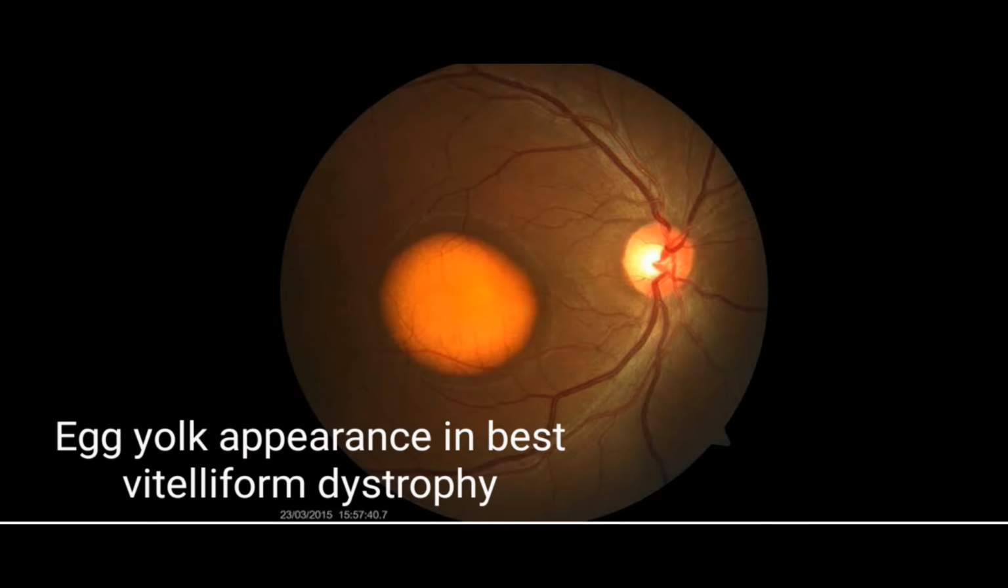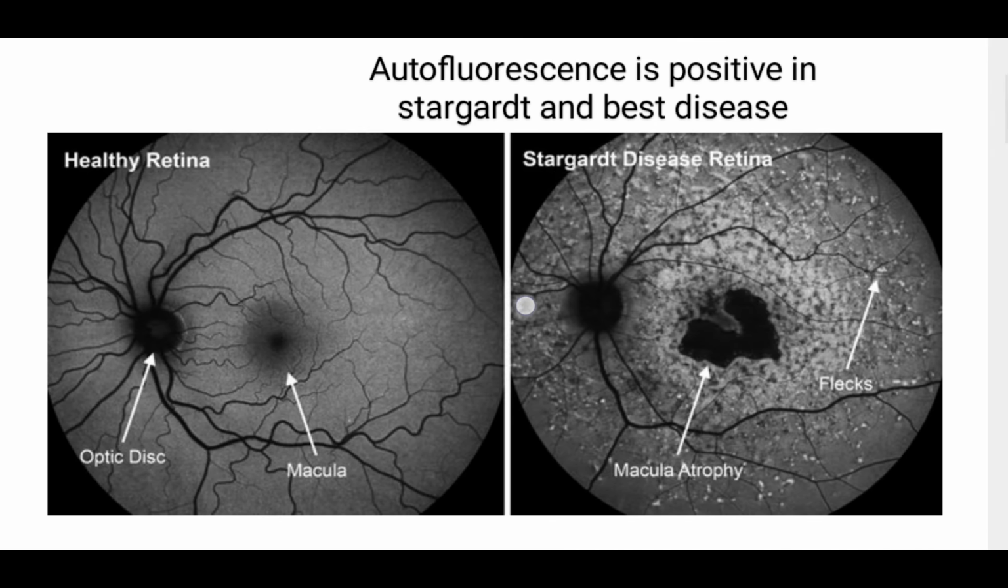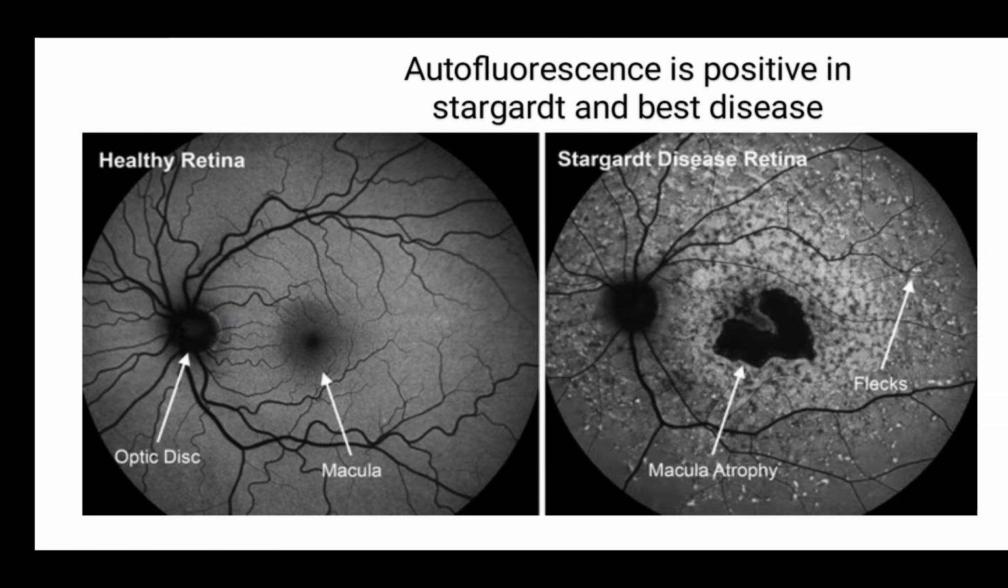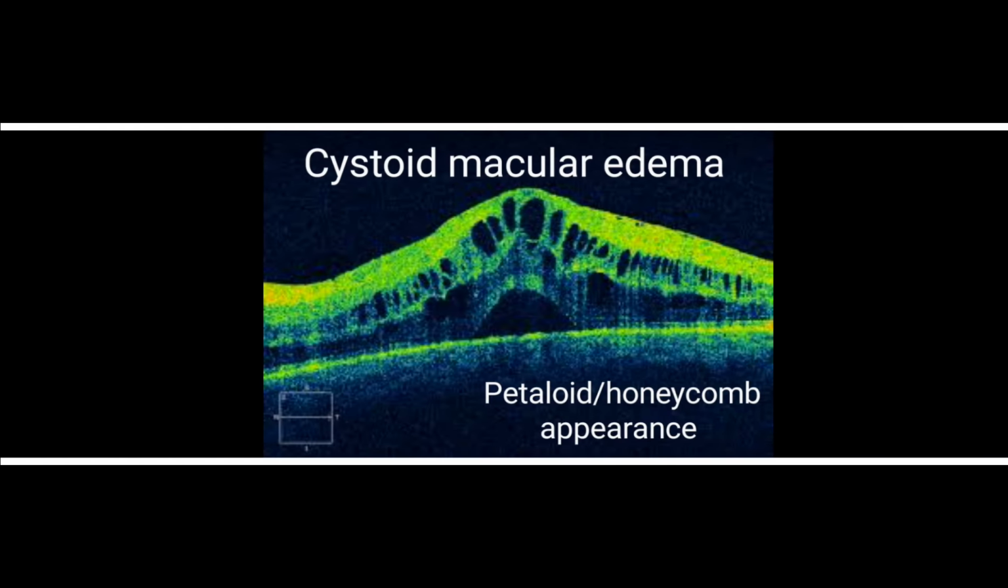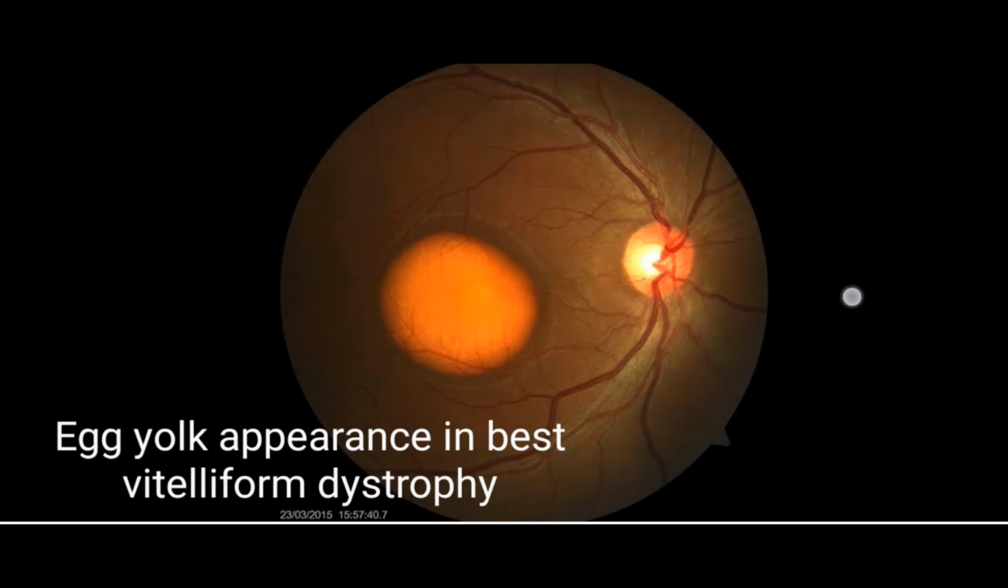Then this is the egg yolk appearance, looking like an egg yolk. This is seen in Best disease, Best vitelliform dystrophy. The two dystrophies which we need to remember are Stargardt's disease and Best disease. We need to remember the classical appearances.